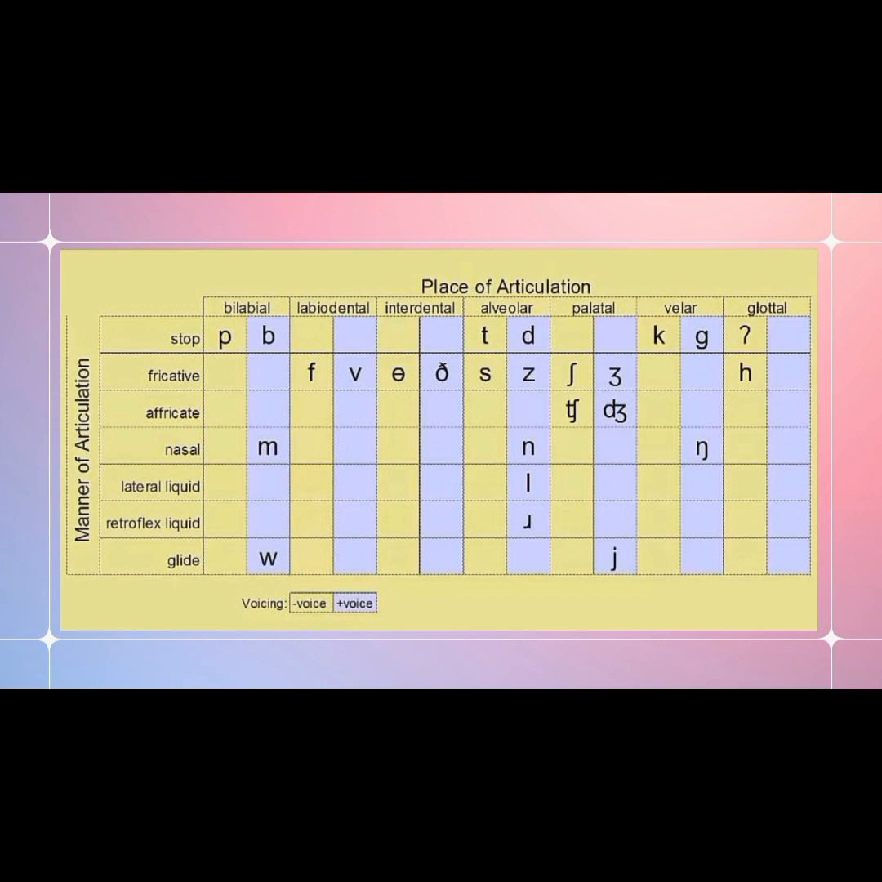Next is the palatal area. And then the velar area, which is the back portion of the roof of your mouth. And finally, the glottal area is where voicing occurs. This is right at the vocal folds.